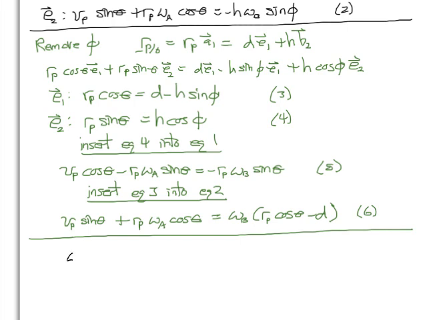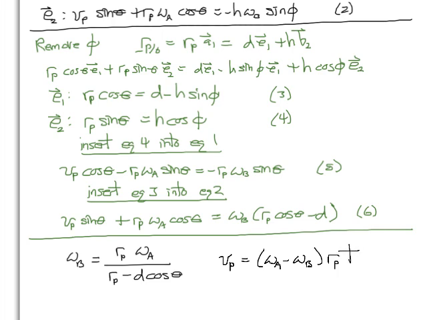And so when you manipulate the algebra, we end up with omega b is equal to r sub p multiplied times omega a divided by the quantity r sub p minus d cosine theta. And then if we plug this expression back into equation 5 and solve for v sub p, we get v sub p is equal to omega a minus omega b multiplied times r sub p tangent theta.